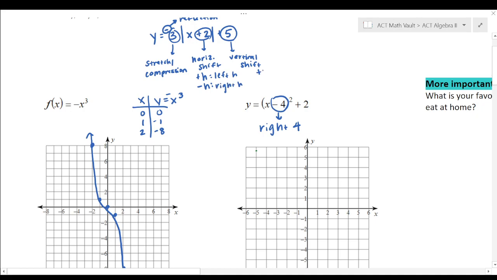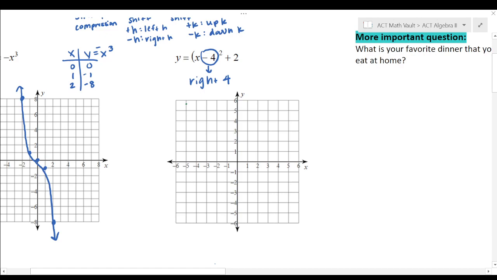Vertical shift, if it's plus the k, then it's going up k units. If it's minus k, that is going down k units. That second one is the one that makes sense to me. Like, if it's positive, it's going up. If it's negative, it's going down. So it's an interesting thought to think about, why is this here shifting right 4 units? Think about that a little bit. Why is it not going left?